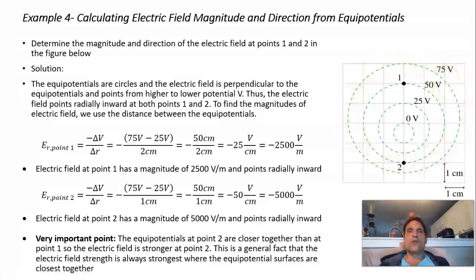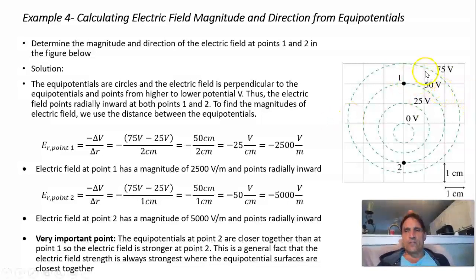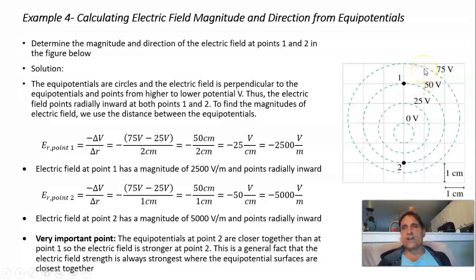Okay. Now, if you recall from the last chapter and from the beginning of this chapter today, the electric field is perpendicular to the equipotentials, and it points from more positive V toward less positive V. So it points downhill. So what we want to do is first calculate the electric field at point 1.